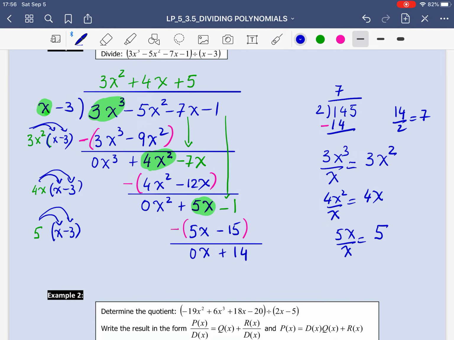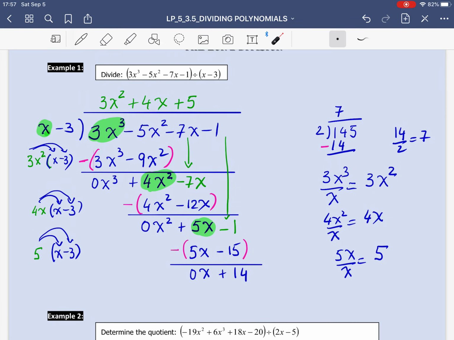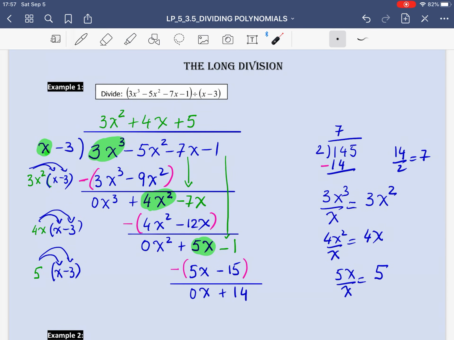Now the next thing you want to look at is if you have any more terms left. Obviously we don't. And we can check if x goes into 14. It doesn't. Okay. And we're going to stop our working here, and say that we're ready to write a division statement.